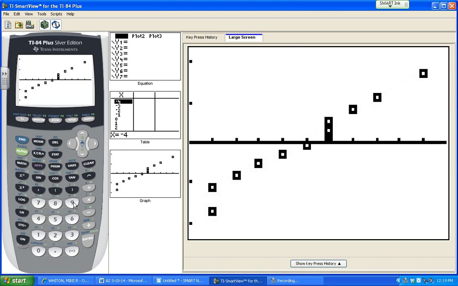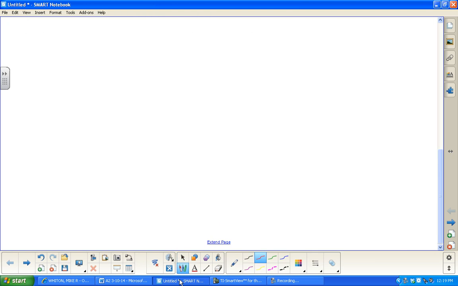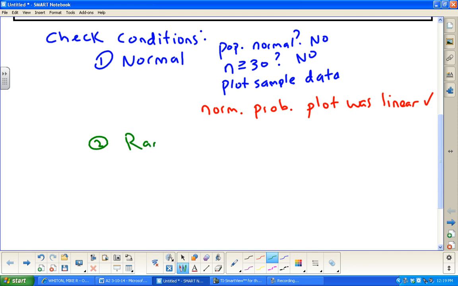So make sure when you're doing these problems, you state something about a linear pattern in the normal probability plot. So normal, I'm going to abbreviate here: normal probability plot was linear. And it may even be best just to give a quick sketch, especially on an AP test or something when they're real picky on these conditions. So we've got normalness, random. That one was given to us, so they told us it was a random sample.